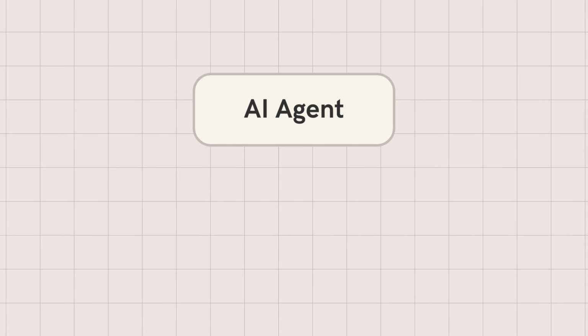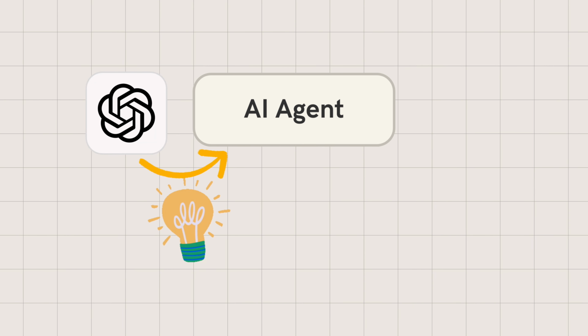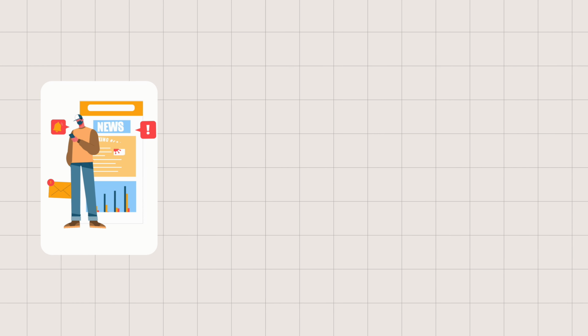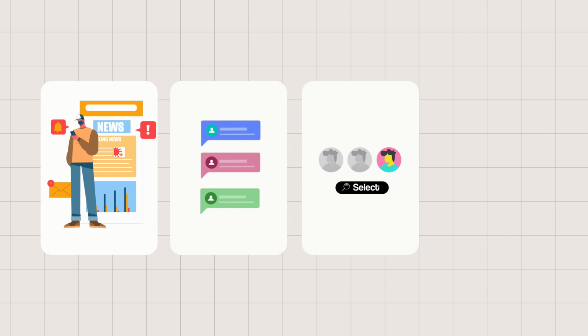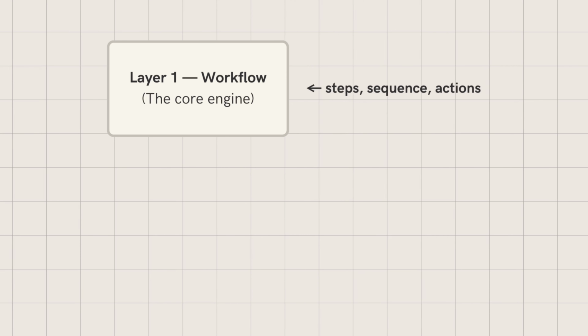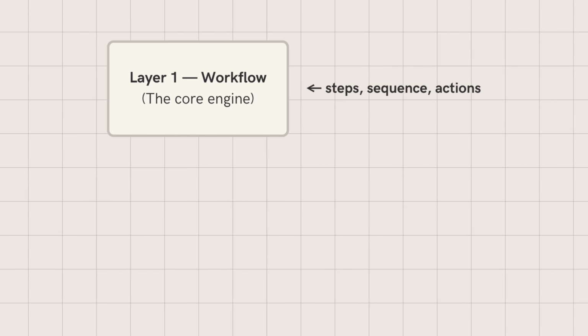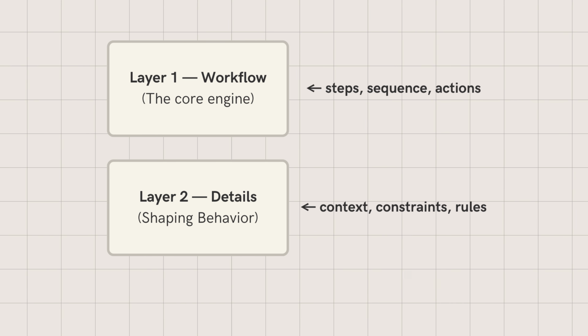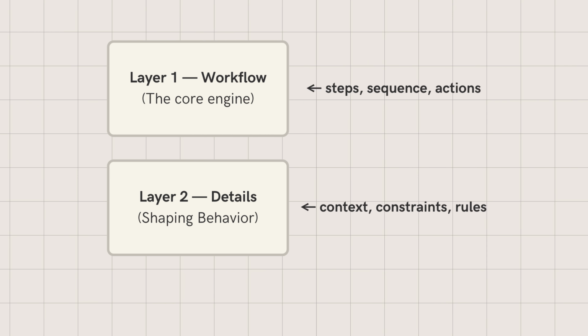Let's dive in. An AI agent basically turns ChatGPT into the brain, and agent mode gives it eyes and hands. It can see what's on your screen, follow instructions, take actions, and move across your apps just like a real assistant. I spent years designing digital products, and the AI agent feels exactly like a mini product. And when you break it down, the strategy really comes down to two layers. The workflow layer, where you focus on the key steps and actions, and the details layer, where you set up the context and constraints that shape the agent's behavior.